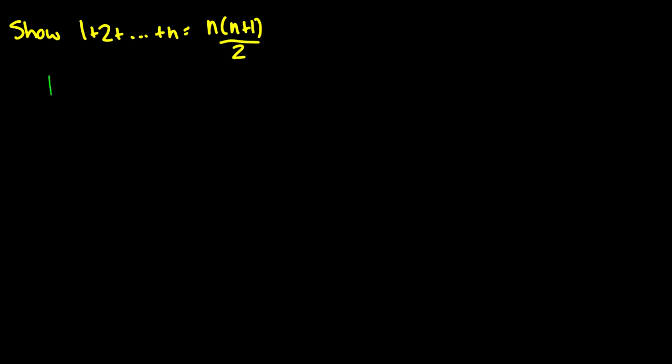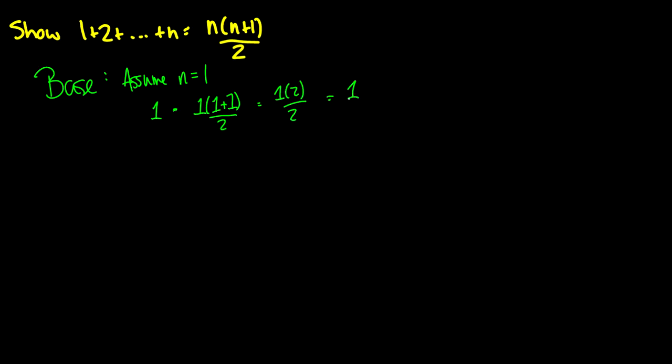Well, we need to start with a base case. And we need to assume that n is equal to 1. Now we have to prove that this holds for the first number. So what we're saying here is that 1 is equal to 1 times (1 plus 1) over 2, which is equal to, of course, 1 times 2 over 2, which is just equal to 1.